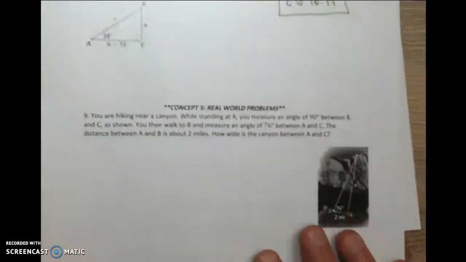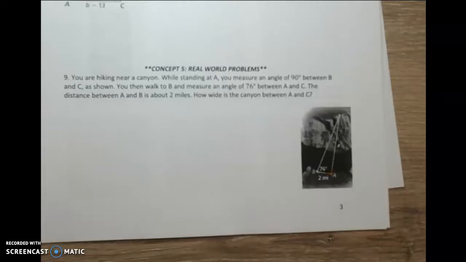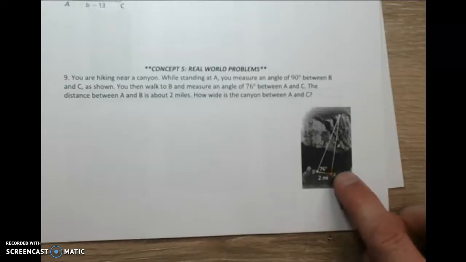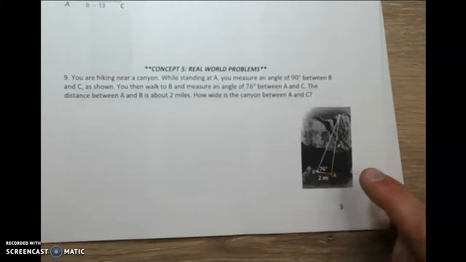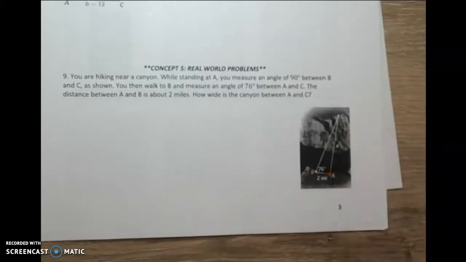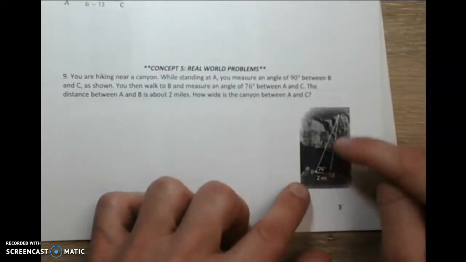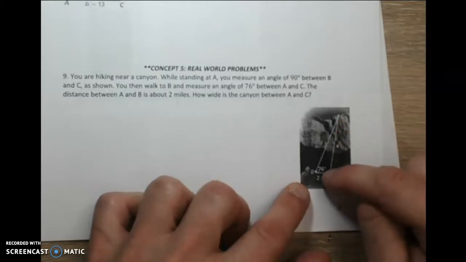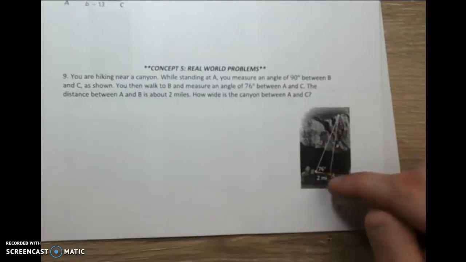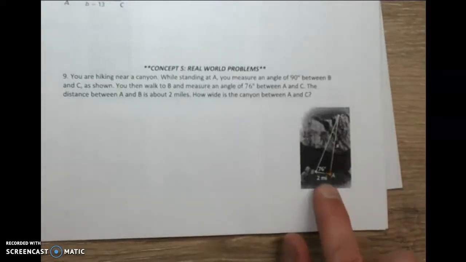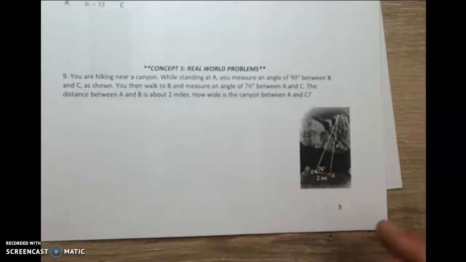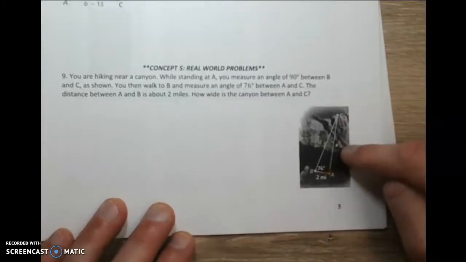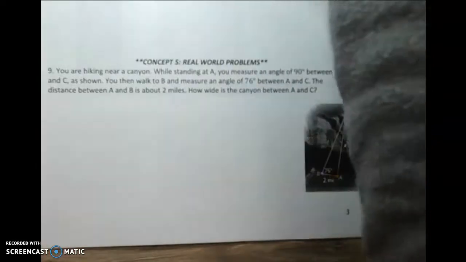Alright, let's go down to concept number 5, real world problems. And number 9. You hike near a canyon while standing at A, which is right here in the picture. You measure a 90-degree angle between B and C. So A is 90 degrees. Then you walk to B, and it measures 76 degrees between A and C. So that's right there, making that angle 76 degrees. And then the distance between A and B is 2 miles. How wide is the canyon between A and C? Right there, and you can see that there's an X. I know it's probably hard to see, but you have it on your notes there.